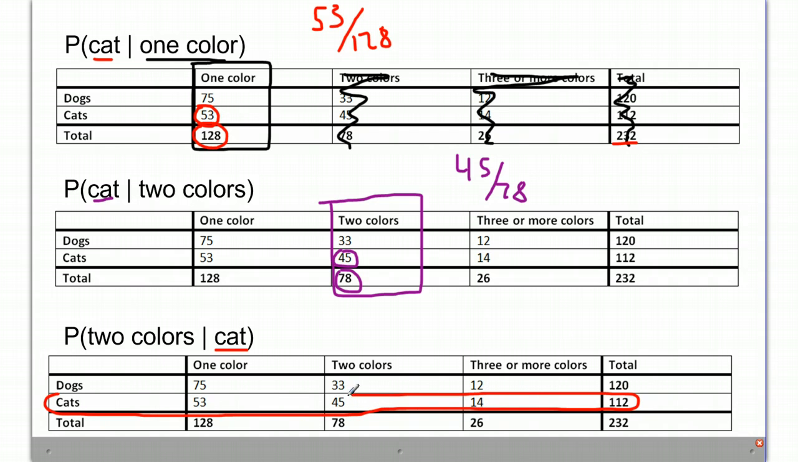And when we only look at the cats, we're going to have a different total. So now the probability of finding something of 2 colors is 45, just like before, 45 out of 112 now. We have a different total it's out of because we're given that it's a cat. 45 out of 112. So this answer is going to be different.